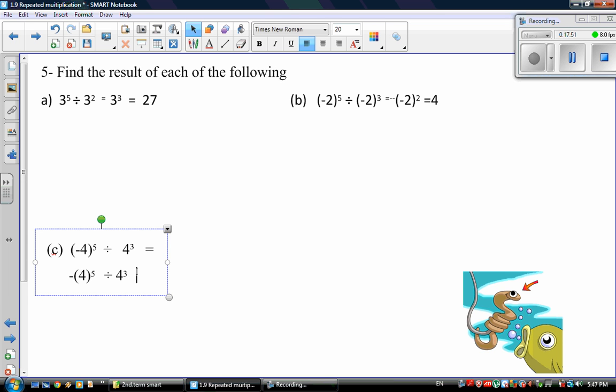This way, we get equal bases, so we can keep the negative sign outside. We can write 4, keep the base. We can subtract the powers now. 5 minus 3 will be 2. We can get the answer. It will be negative 16. This is the answer.